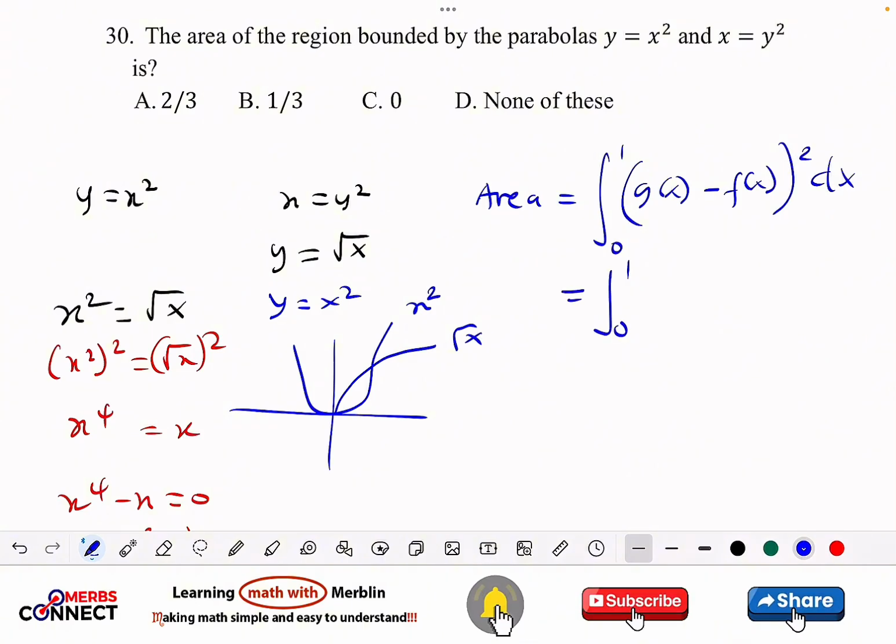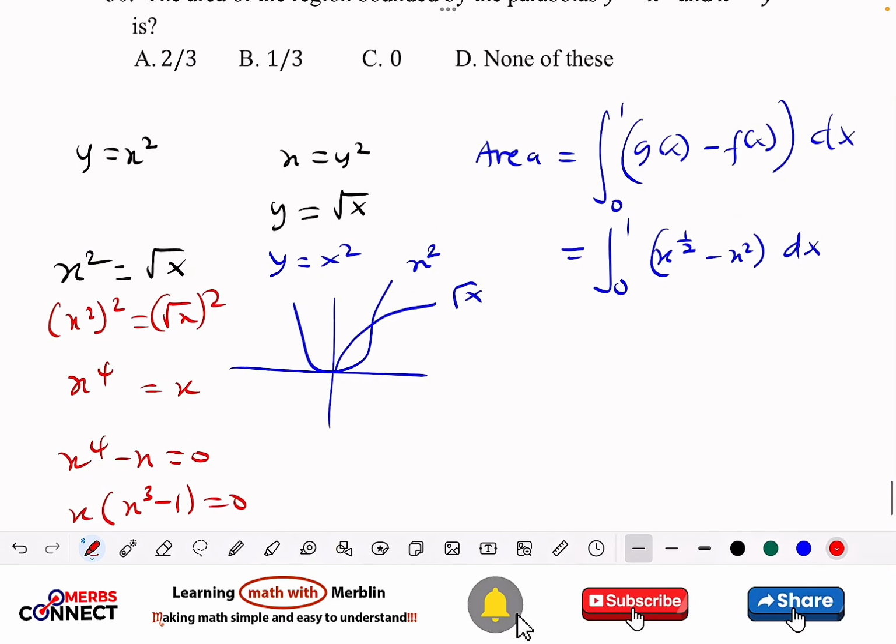Square root of x is the same as x to the power 1 over 2, minus x squared. Or no, I think this one we don't need to square it. It's just function above minus function below dx. So that's what we are going to get, and we can go ahead to integrate.